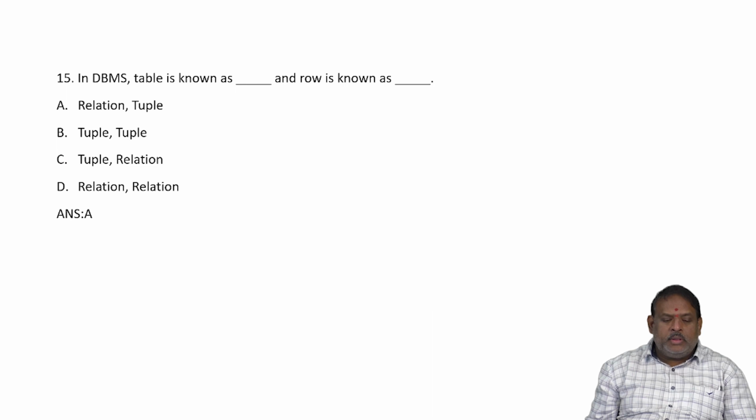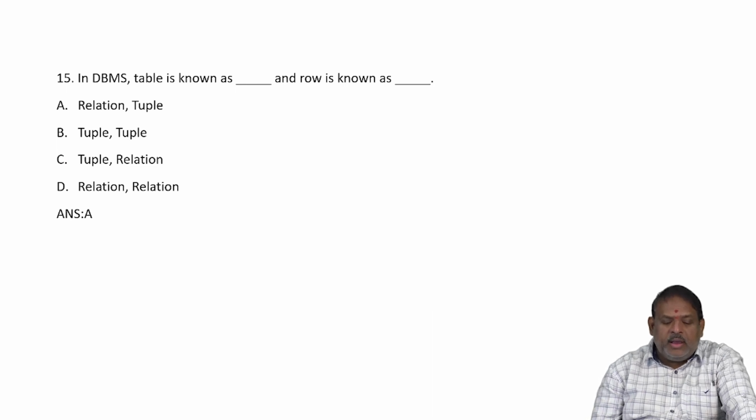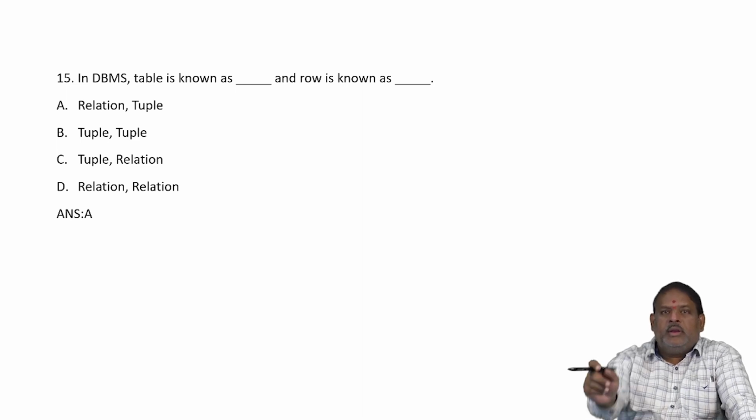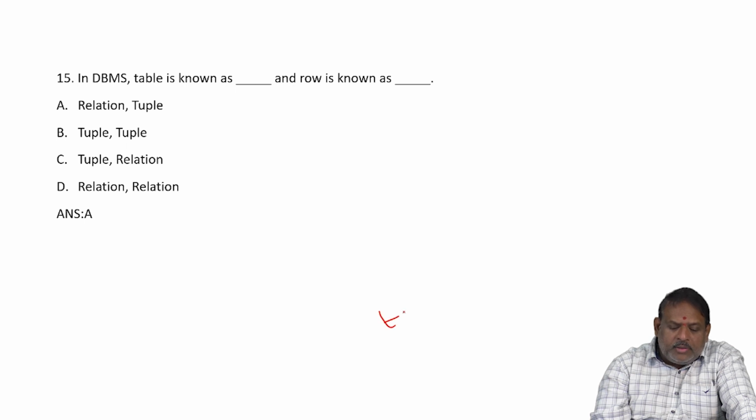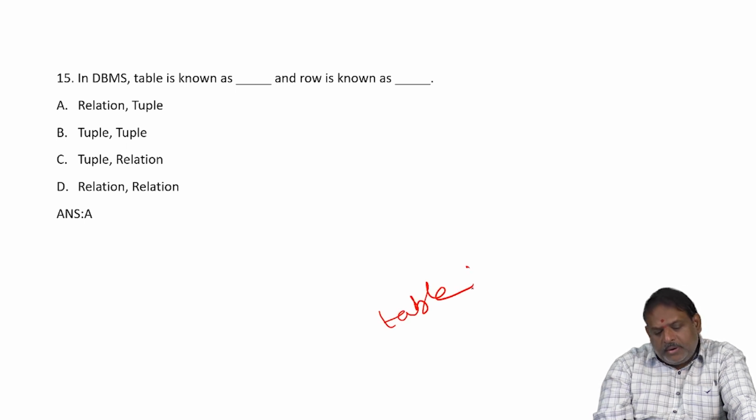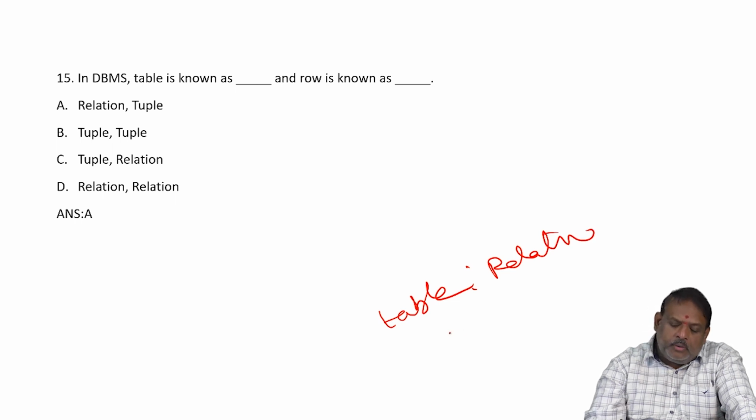In DBMS, the table is known as dash and the row is known as dash. In DBMS, a table is called a relation. Table is called a relation, and row is a tuple. Column is attribute.